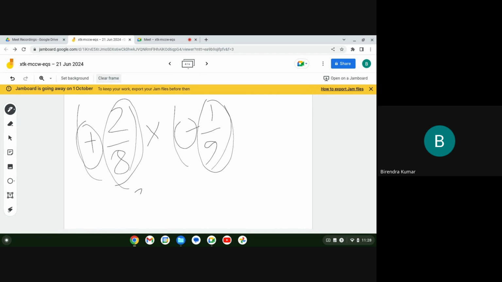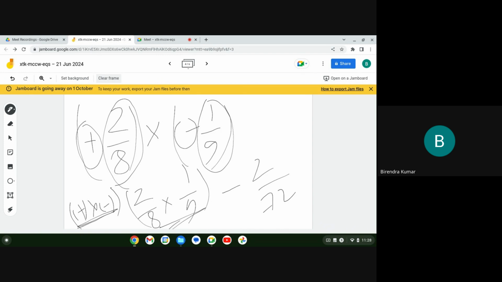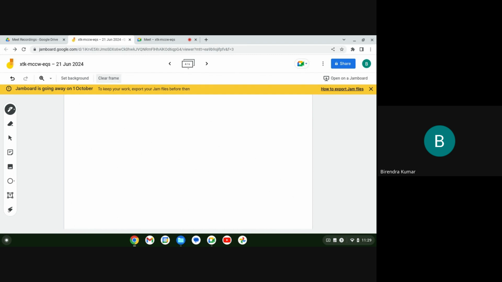So it becomes 2 by 8 multiplied by 1 by 9, and then you have plus multiplied by minus. So plus into minus is minus because signs are different, and then you multiply these two and get the value. So it's minus 2 by 72, or 1 by 36, whatever it is. Up to this part, are you guys clear or any doubt?